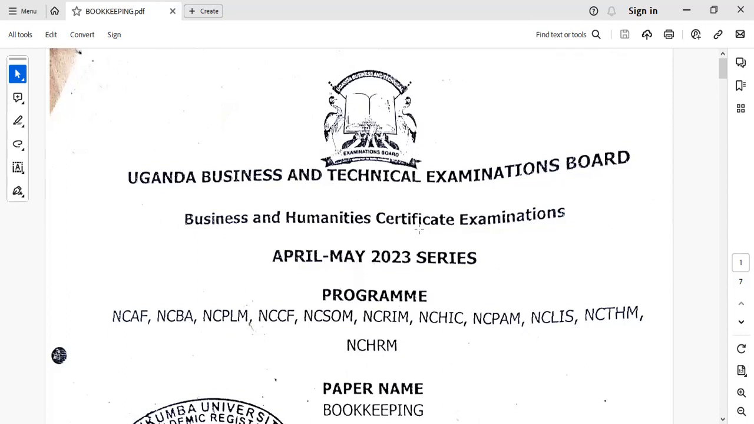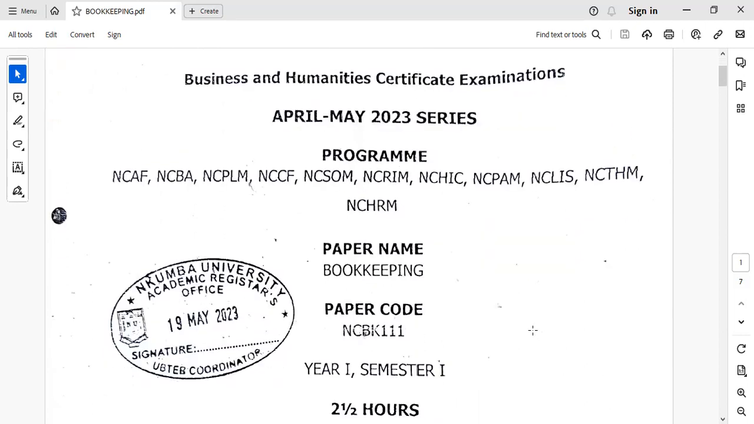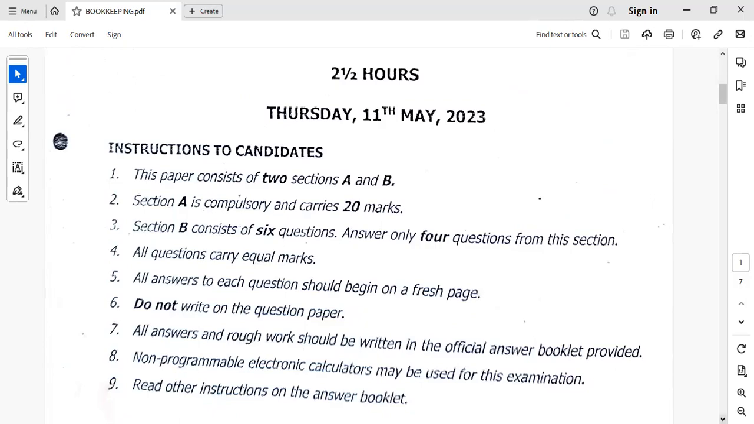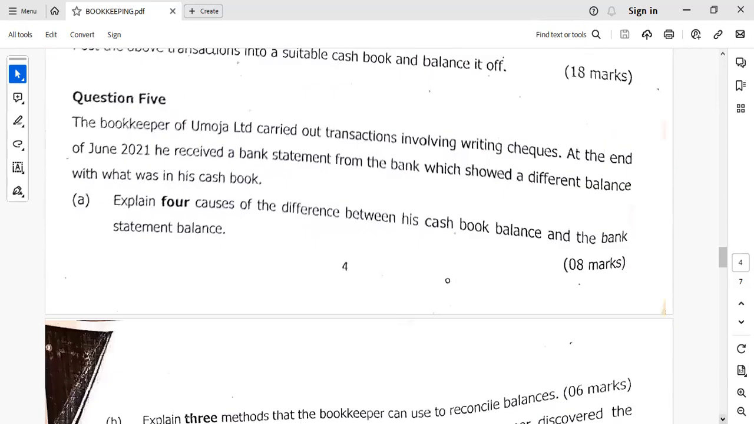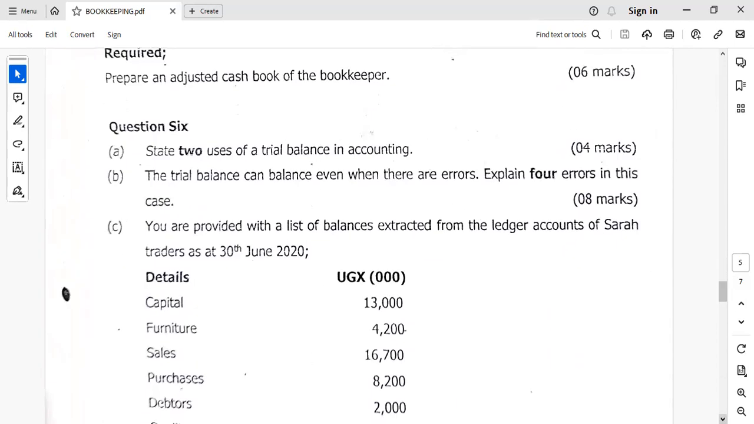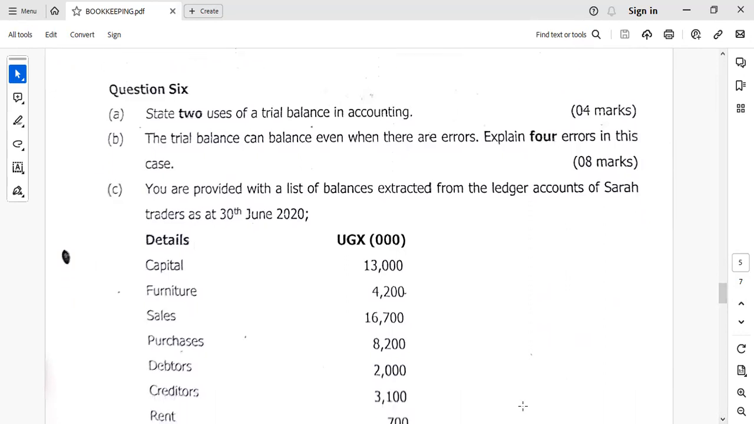This is from UBTEB, that is Uganda Business and Technical Examinations Board, Business and Humanities Certificate Examination. So this is the April-May 2023 series. The paper name is Bookkeeping. And I'll take you straight to our question of the day. This is question 6. State 2 uses of a trial balance in accounting. But of course, we are going to first look at what a trial balance is before we even look at its uses.